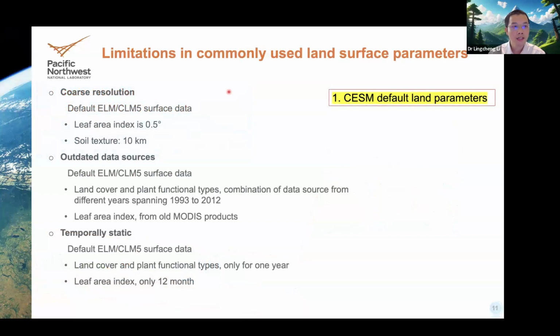Commonly, currently used land surface parameters have several limitations. Using the CESM default land parameters as an example here, they are often at coarse resolutions. For example, the LAI is at 0.5 degrees, and the data source is usually outdated, part of it processed more than 10 years ago, and temporally they are static. For example, the land cover is only for a given year, so you can't check changes over multiple years.